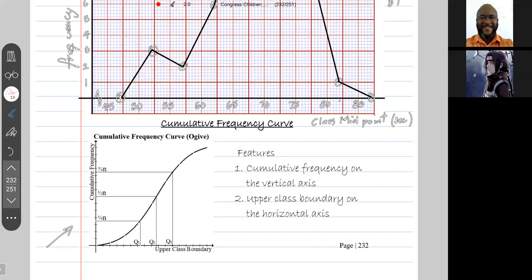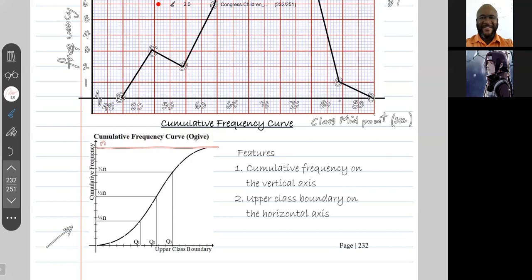Now, the cumulative frequency curve is the diagram we use when we want to calculate the mean. When we're doing grouped data and we want to calculate the mean, the cumulative frequency curve is the diagram we use. Sorry, not the mean, the median. So when we're doing grouped data and we want to determine the median, the cumulative frequency curve is the diagram we use to determine that. At the very top of our cumulative frequency curve is n.